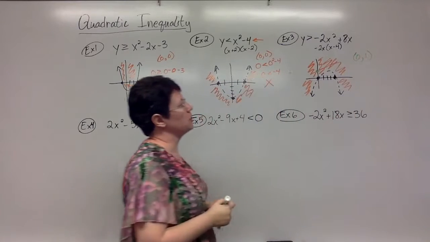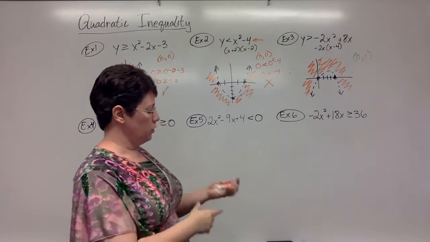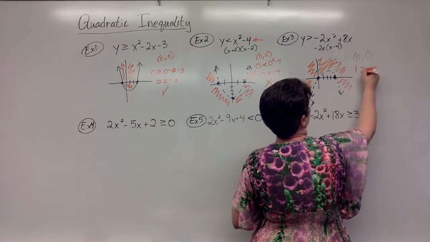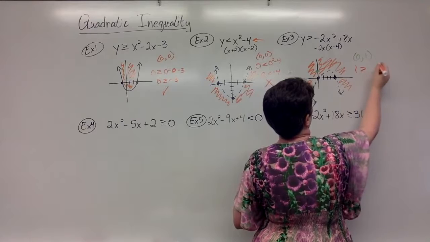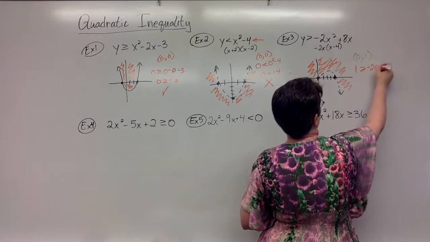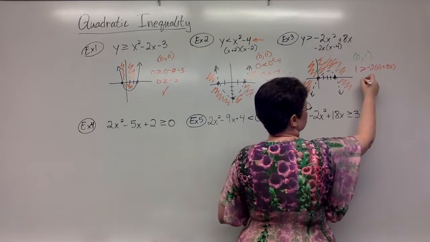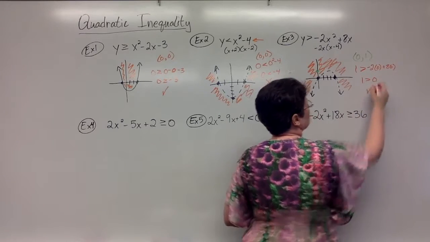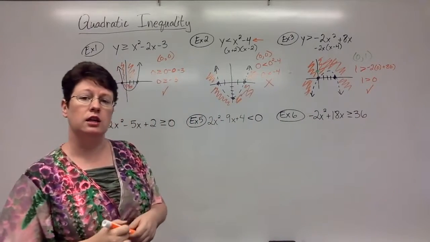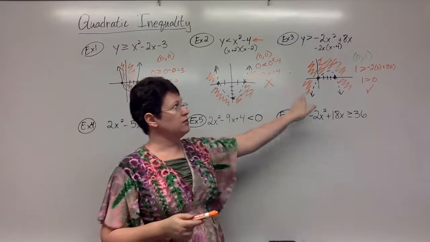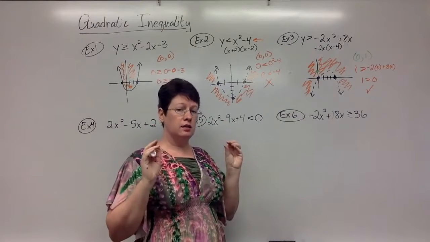Okay, let's plug in 0, 1. So the y value is 1. So 1 greater than negative 2 times 0 plus 8 times 0. Well, those are both 0. So is 1 greater than 0? Yes. That means I shaded in the correct spot. This is how I do it if my inequality is a function.